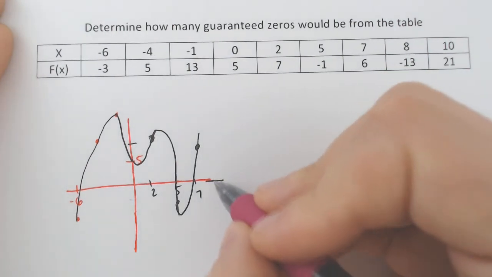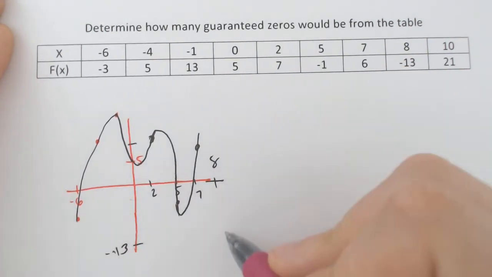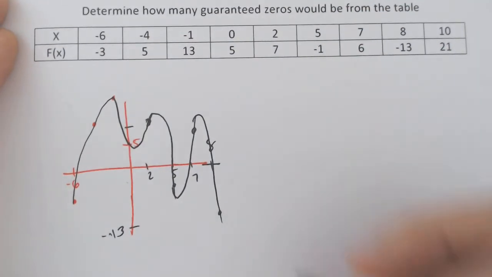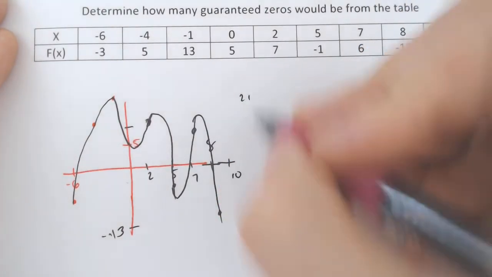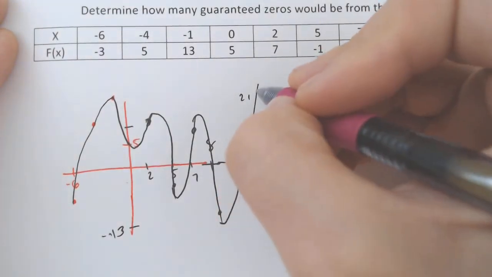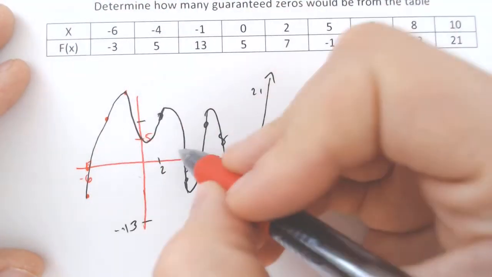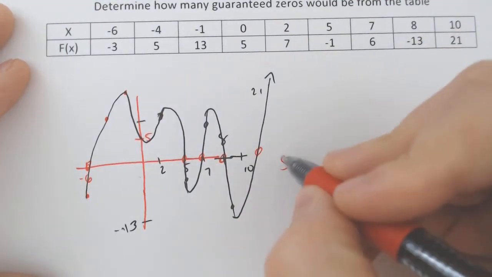And then at 8, we're way down here at -13. You can see how graphing takes a little bit of time, and it looks ugly. And then at 10, we're at 21, way up here. Okay? But it does work, and you can count 1, 2, 3, 4, 5 guaranteed zeros.